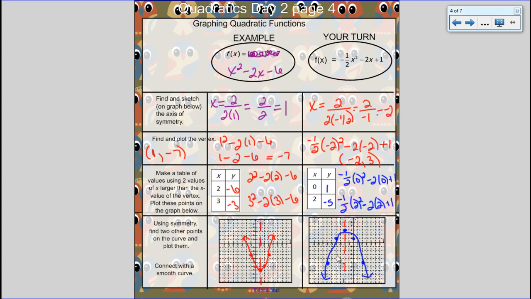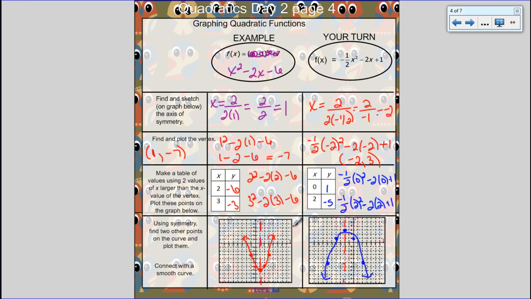So there's my parabola. I got that my axis of symmetry was at x = -2, and my vertex was at (-2, 3). And then I plugged in 2 values that were greater than the x value of my axis of symmetry, or the x value of my vertex. And I got these 2 points, (0, 1) and (2, -5). Here's the (0, 1), and here's the (2, -5). And then I used symmetry for my axis of symmetry to plot the points on the other side, and I connected with a smooth curve. Hopefully your curve looks a little better than mine, but that's what it should look like.